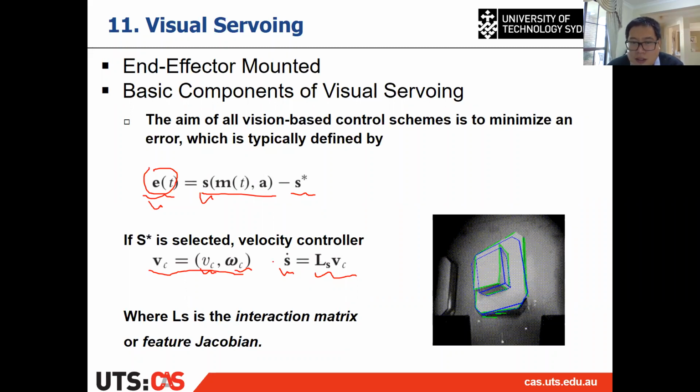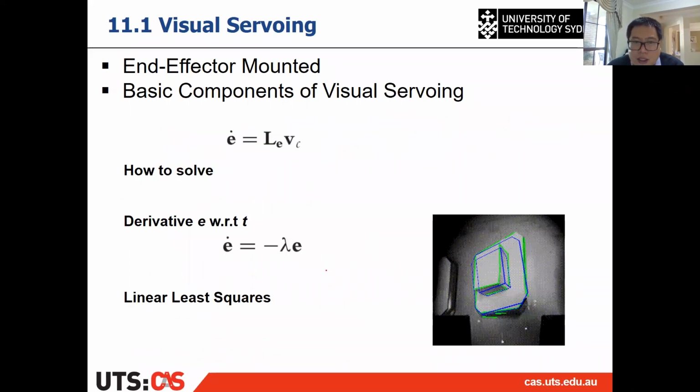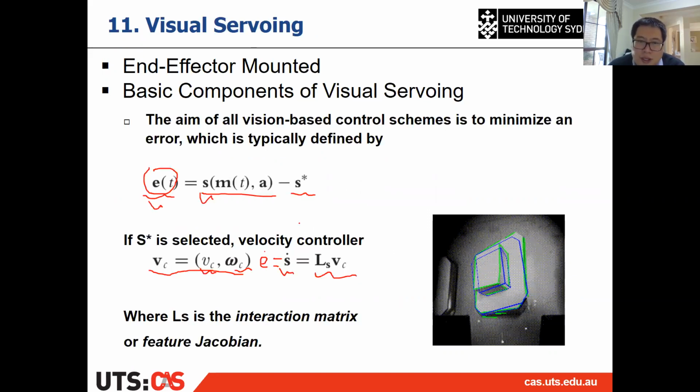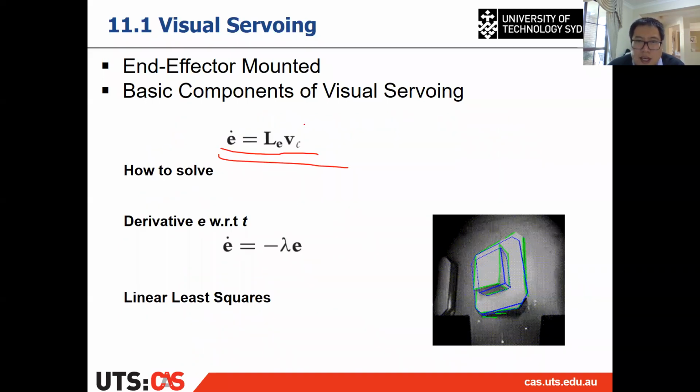Then, which means Y is equal to E, and E dot is also equal to the feature Jacobian times VC, as I mentioned before. S star is constant. So in this case, if we know what E dot is, and if we know the feature Jacobian, then we can calculate the VC, which is what we want for the visual servoing. So we want to get the control, which is the velocity of the camera, right?